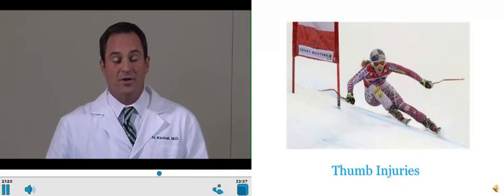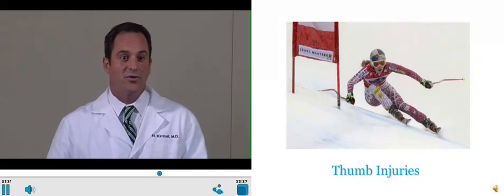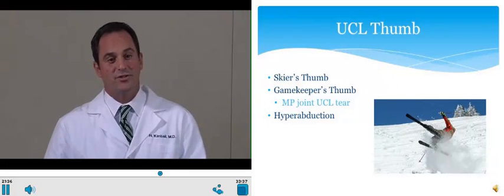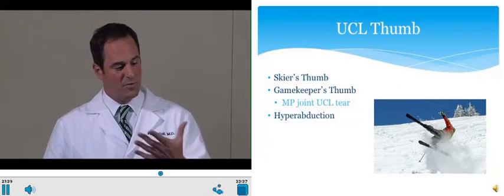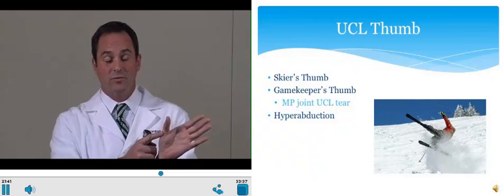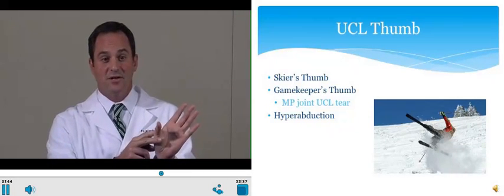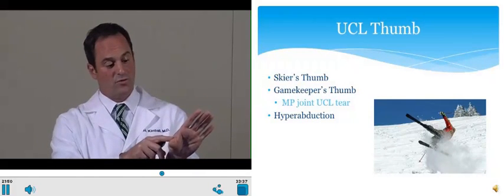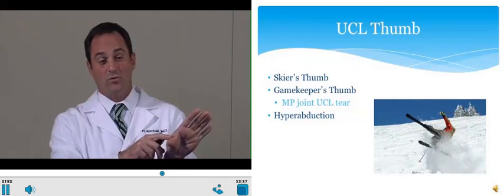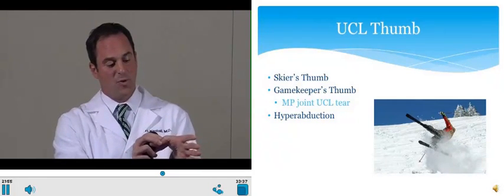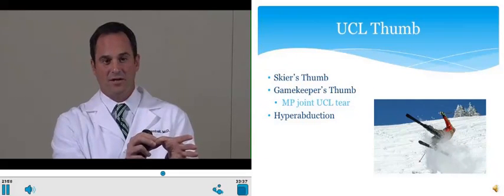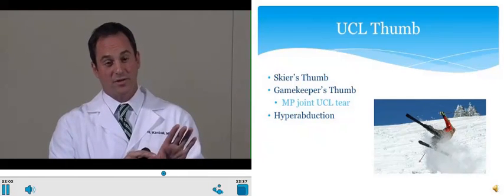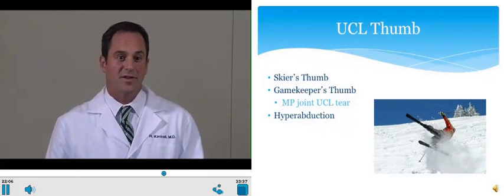We'll move on now to thumb injuries. Again, very common here in the Northeast with skiing. Skier's thumb is an injury to the ulnar collateral ligament of the thumb. When we look at the thumb, the MP joint, as we saw earlier, has two ligaments on either side of the joint. And this ligament here is on the ulnar side of the MP joint. So this is the ulnar collateral ligament that gets injured as a ski pole begins to hyperabduct the thumb. And with that hyperabduction, you typically get a rupture of the ligament from its insertion on the proximal phalanx.